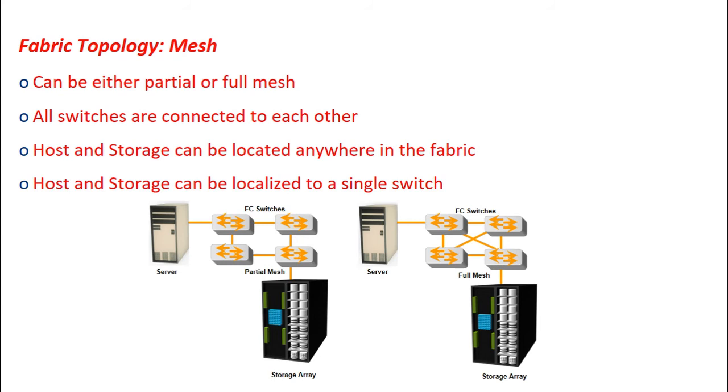So mesh topology can be of two types. It can be either partial or full mesh. In a full mesh, all switches are connected to each other. Host and storage can be located anywhere in the fabric. Host and storage can also be localized to a single switch. So that is your mesh topology.